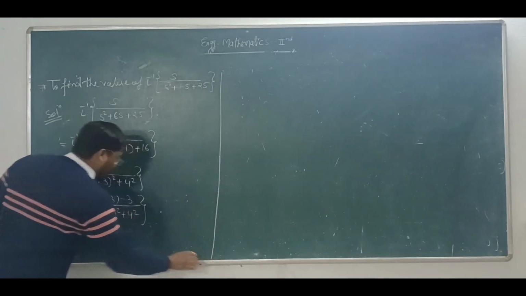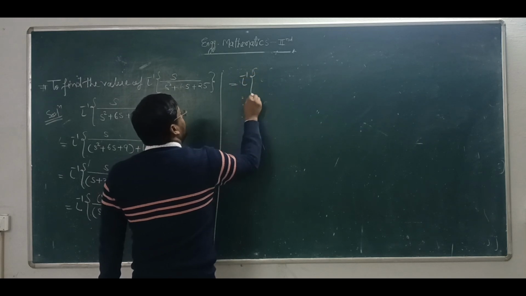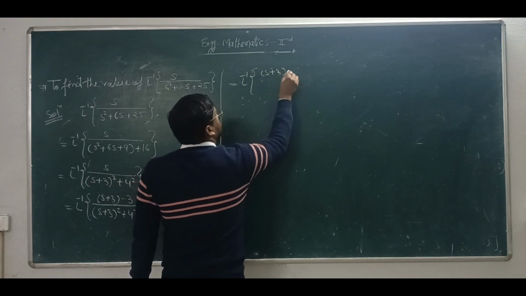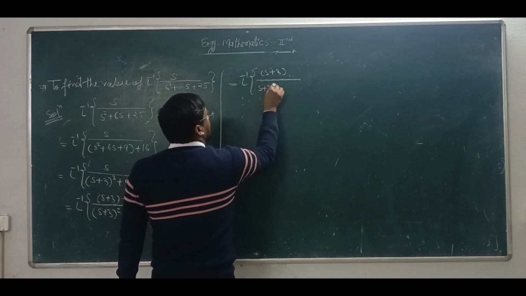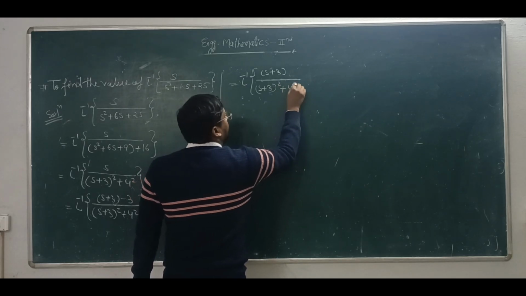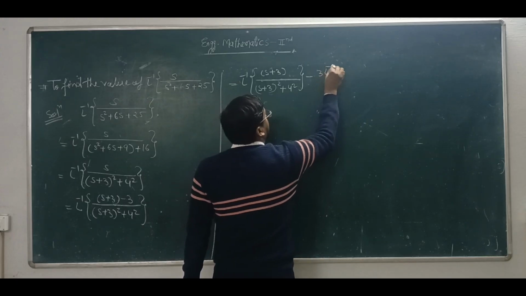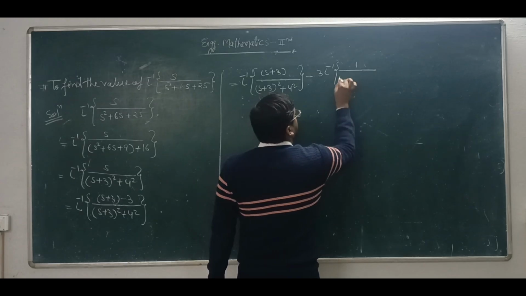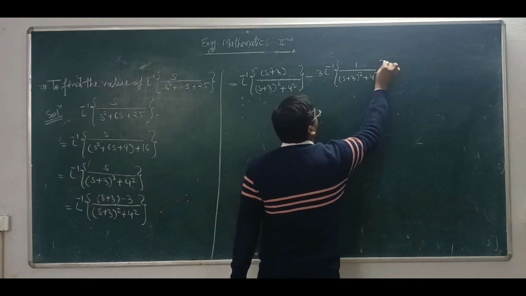Now again solve. Inverse Laplace of this function: (s plus 3) upon ((s plus 3) to the power 2 plus 4 to the power 2) minus 3 L inverse of 1 upon ((s plus 3) to the power 2 plus 4 to the power 2).